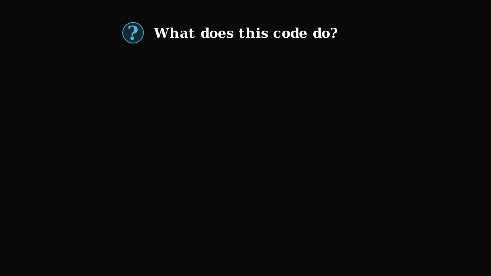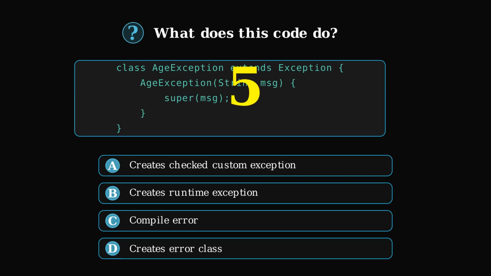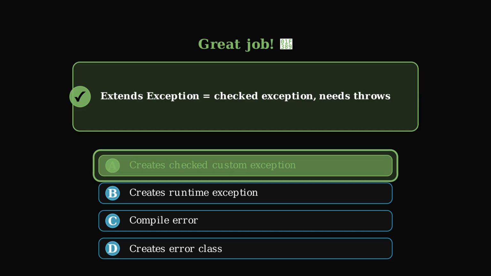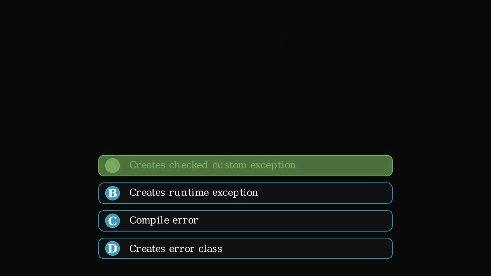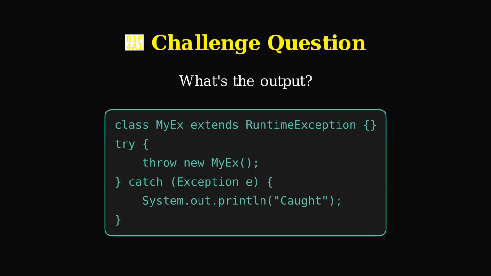What does this code do? Which one is correct? The correct answer is extends exception equals checked exception needs throws. Here's a challenge for you. What's the output? Comment your answer below.